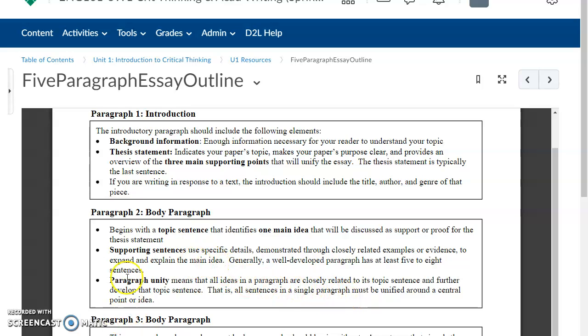I just want to go over the 5-paragraph essay outline, which you can find under Content, then click in Unit 1, then Unit 1 Resources. I want to go over this 5-paragraph essay format so that you will know.